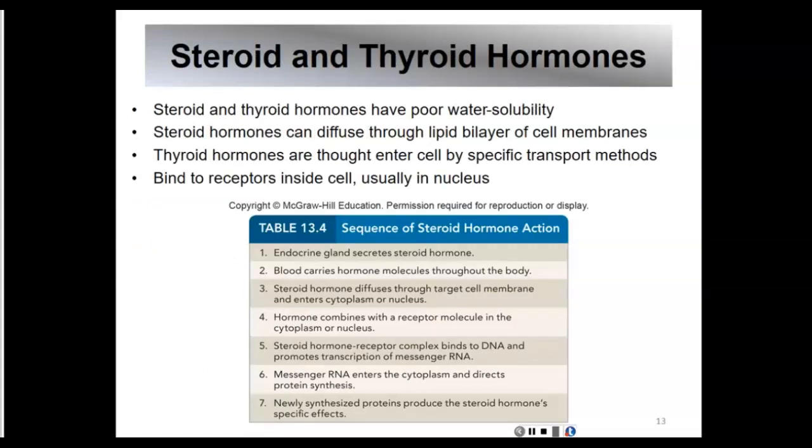Steroid and thyroid hormones have poor water solubility because they use lipids. They can diffuse through the lipid bilayer of your cell membranes. Thyroid hormones are thought to enter the cell by specific transport methods and bind to receptors on the inside, usually in the nucleus.